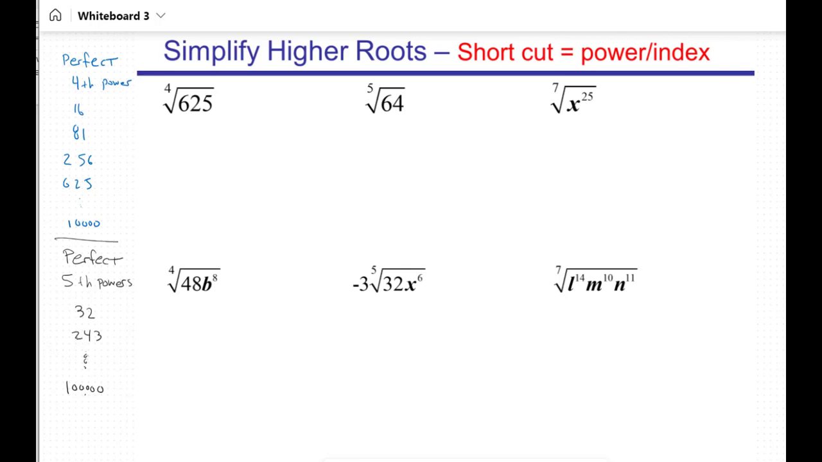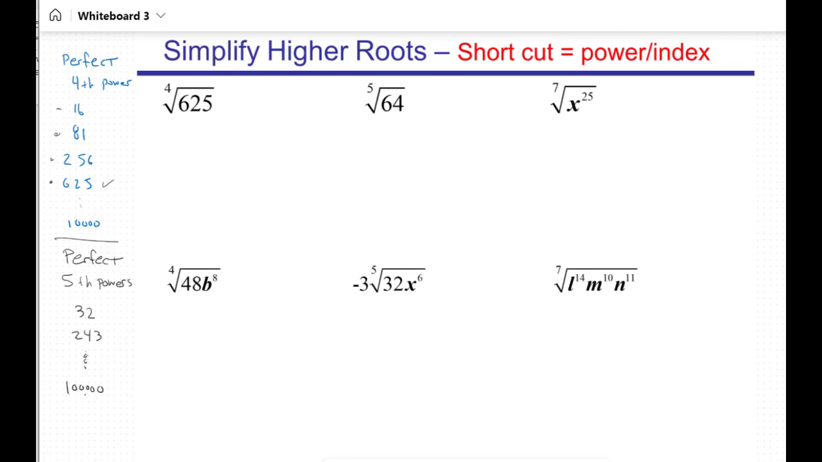So we first of all have a 4th root of 625. Now if you know your 4th roots, 1 to the fourth power is 1. That's not that big a deal. 2 to the fourth power is 16. 3 to the fourth power is 81. 4 to the fourth power is 256. 5 to the fourth power is 5 times 5 times 5 times 5 is 625. Hey, that is our problem there.